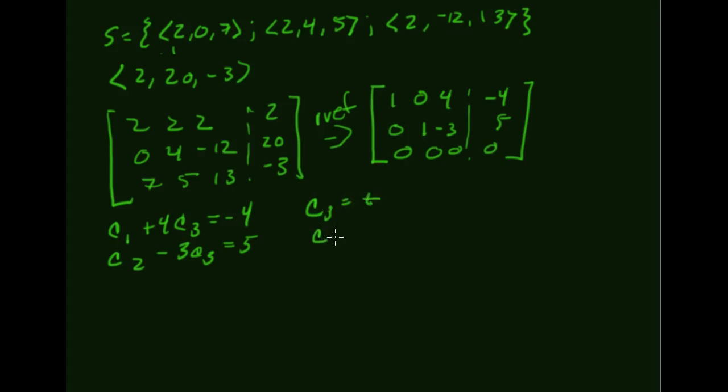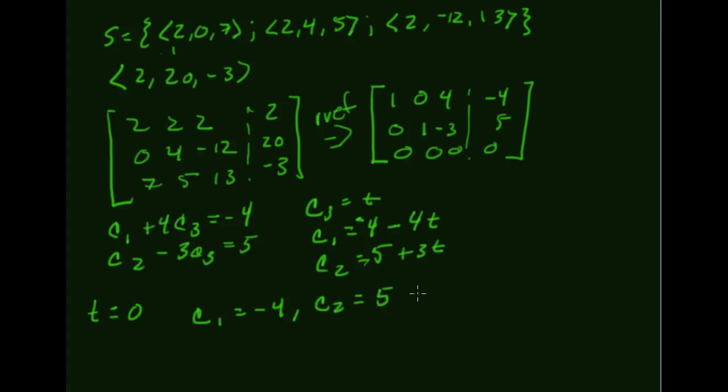This is going to imply that C1 is negative 4 minus 4t, right? C2 will be 5 plus 3t, right? So to get a specific solution, just let t be 0 again. That means that C1 is negative 4, C2 is 5 and C3 is 0. This would make a specific solution.